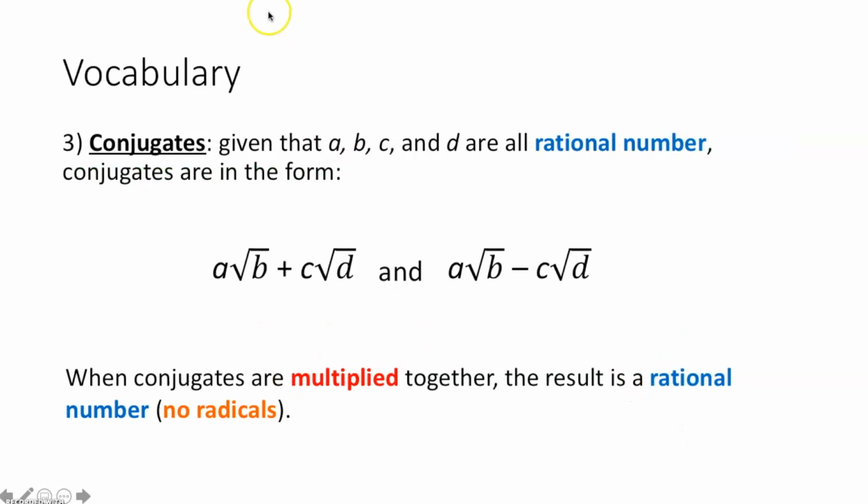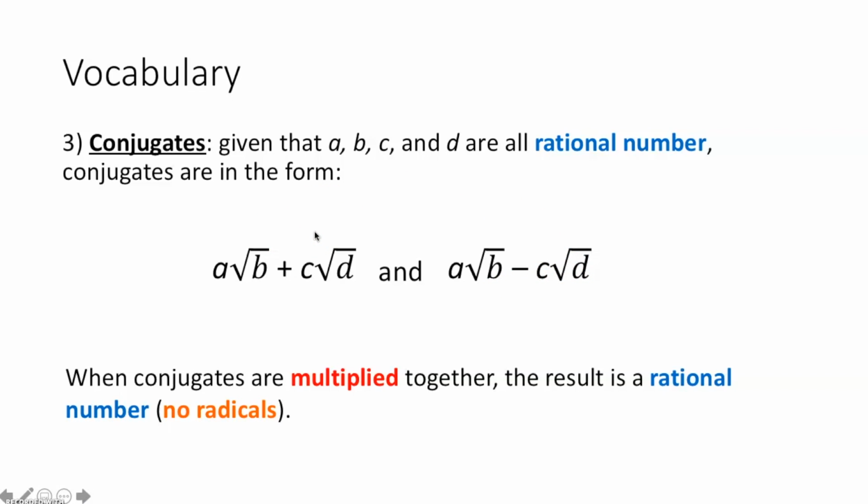Now, conjugates. So given that a, b, c, and d are all rational numbers, conjugates are in the form a rad b plus c rad d and a rad b minus c rad d. When conjugates are multiplied together, the result is a rational number with no radicals. A conjugate, all you have to think, it's a binomial, so you got two terms. The only difference between the two conjugate pairs would be that middle sign. So one is a rad b plus c rad d and one is a rad b minus c rad d. So these two are conjugates.